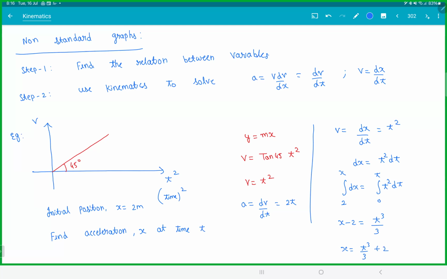So if they give you some non-standard graph, it is mostly a calculus question. You just find the relation between that y and x ka thing, and then just solve using kinematics. So in this, really, you don't have much to do actually. Have a look at this. Let me give you 1 or 2 questions on this.